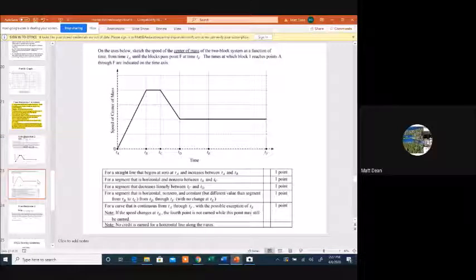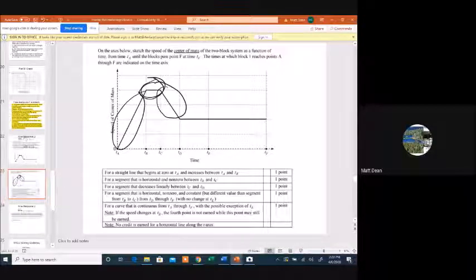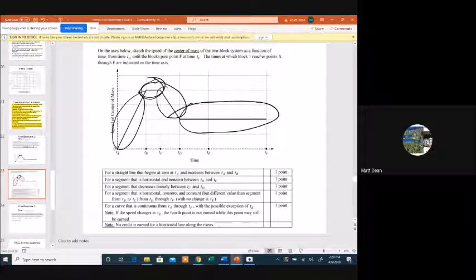So here were the scoring guidelines. You could have earned up to 4 possible points on part A. You got a point for a straight line that begins at 0 and increases all the way up to B. You got a point for a horizontal non-zero segment between B and C. You got another point for a segment that decreases linearly from C to D. And another point for a horizontal non-zero segment between D and F, like so.